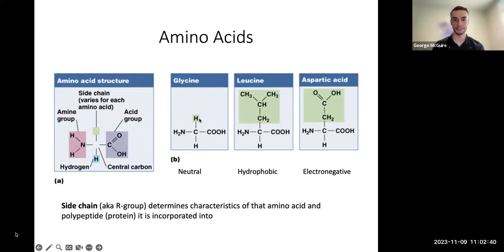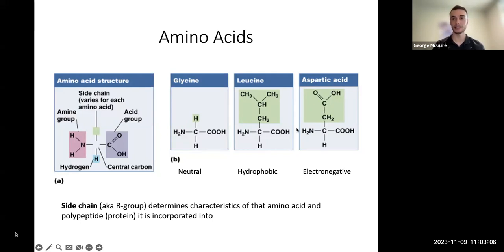So a glycine, for instance, just has another single hydrogen attached to it. A leucine, excuse me, very sorry. A leucine has this chemical structure with lots of carbons and hydrogens. And aspartic acid has a couple of carbons and some oxygens and a hydroxyl group, right? So whatever is taking up this fourth bond, making this side chain, is what determines which amino acid this is.